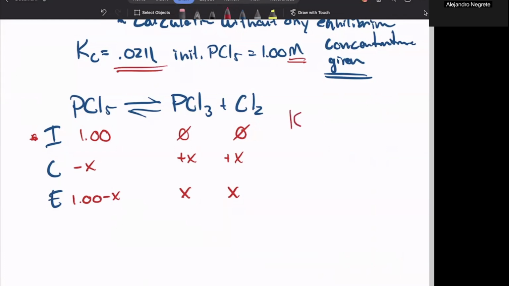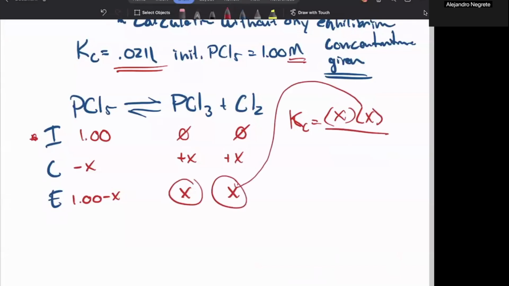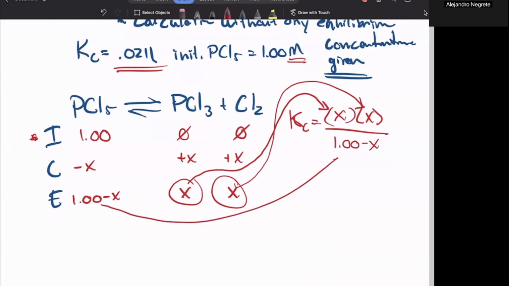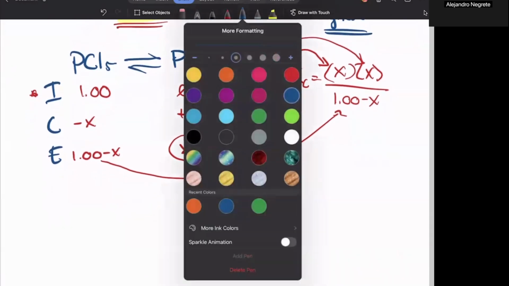The formula for K sub C is products over reactants. The concentrations of the products, these two concentrations here, over our reactants, 1.00 minus x. Right? So these are where these values are headed towards. But we were given some information here, so let's try and begin the calculation. It's probably going to be quite lengthy.